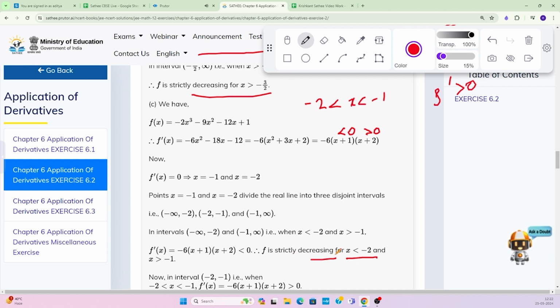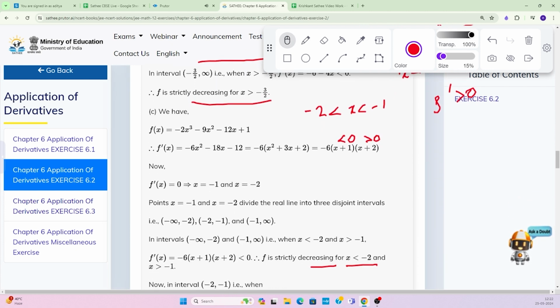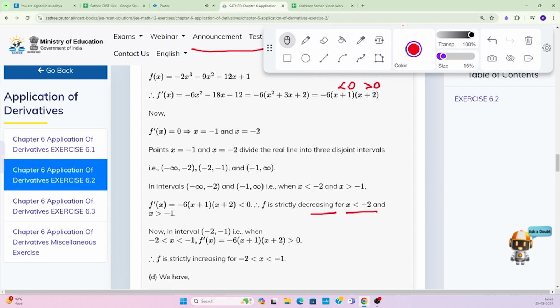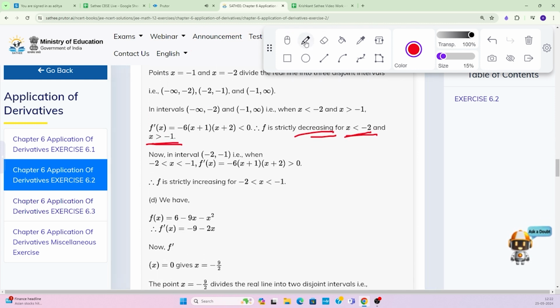As you can also see, whenever x is less than minus 2, f is decreasing. Yes, clear? The same thing we already got. Whenever x is less than minus 2 or greater than minus 1, your function is decreasing. But in between them you will have increasing, as you can also see here. I hope that it is clear to you.